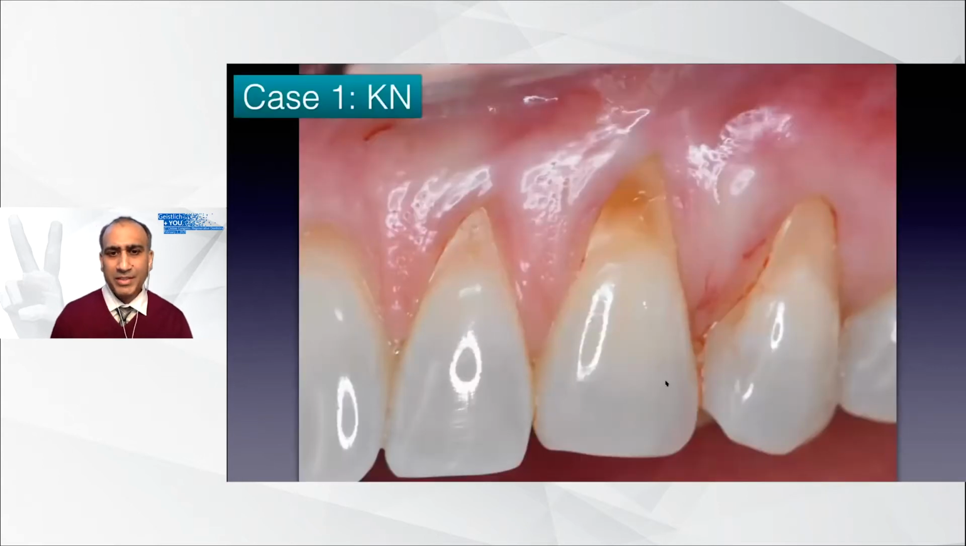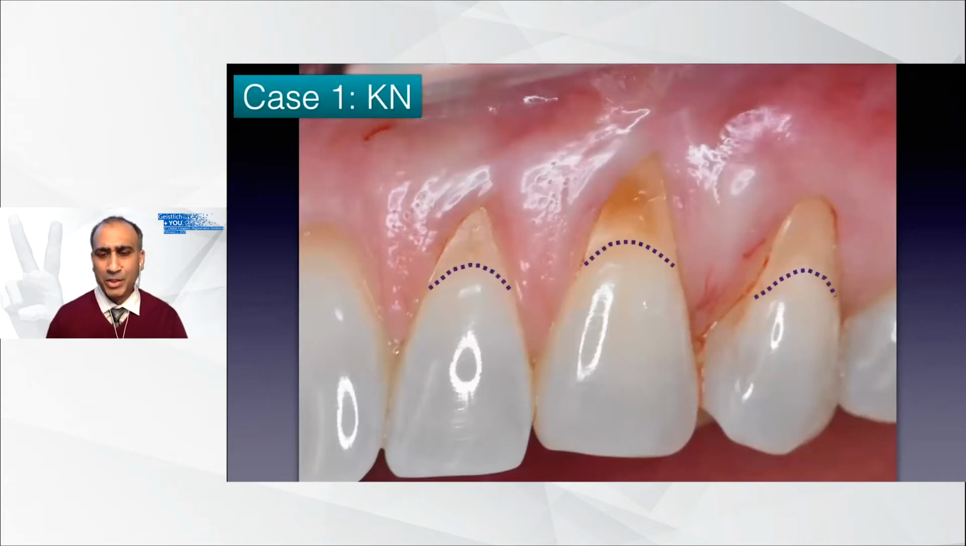So the first case is a lady in her late 50s who presented with recession affecting her upper left lateral incisor, canine, and premolar. And we can see that the recession is actually quite moderate. And not only is there a recession, but there are also non-carious cervical lesions, particularly on tooth number 2-3. My guess is that the etiology for these recessions is from aggressive toothbrushing.